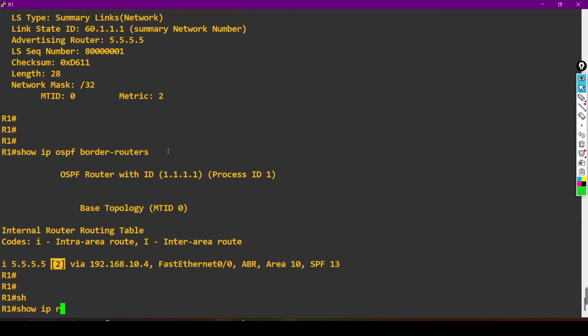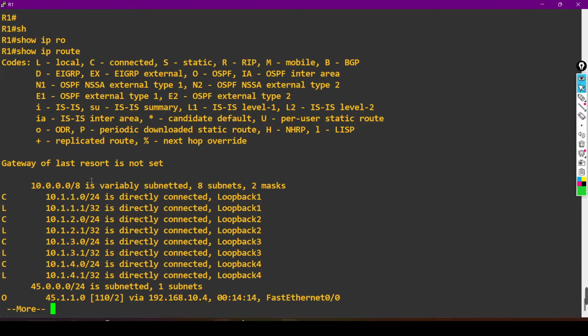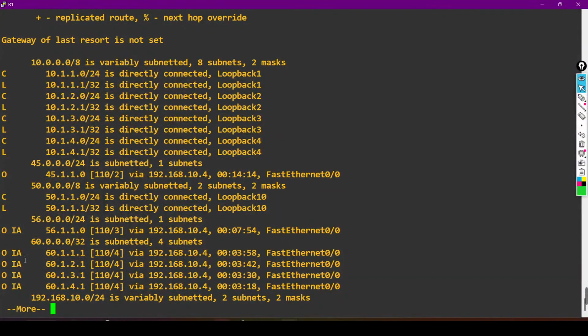So IP route. What is the metric? 4. So this is how the router will calculate the metric of intra-area prefixes. Yes or no?